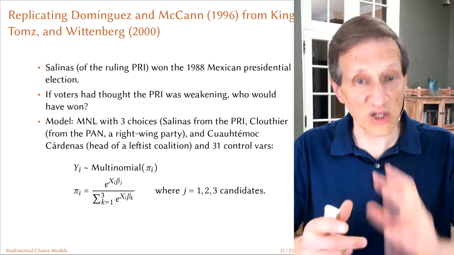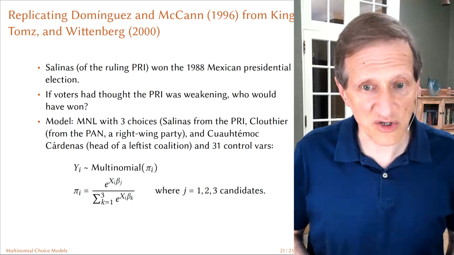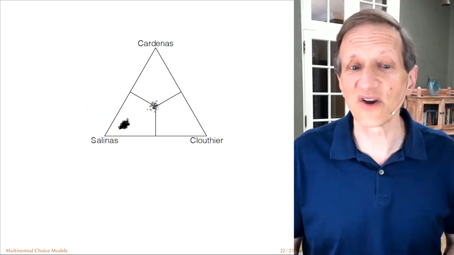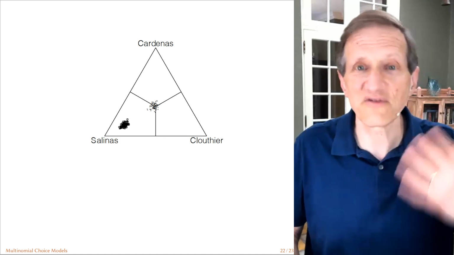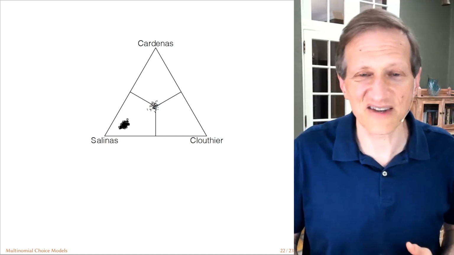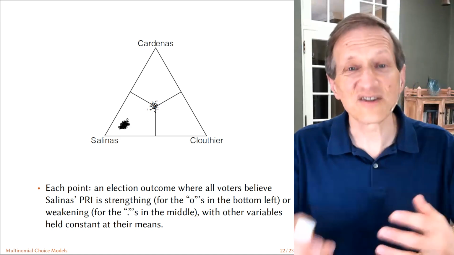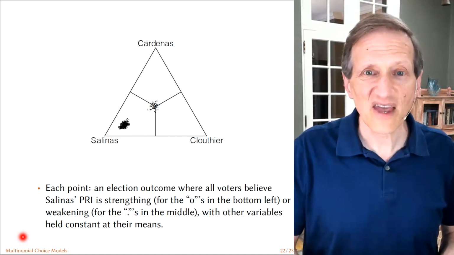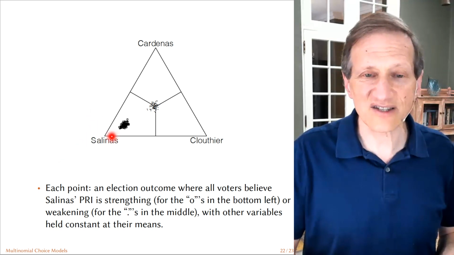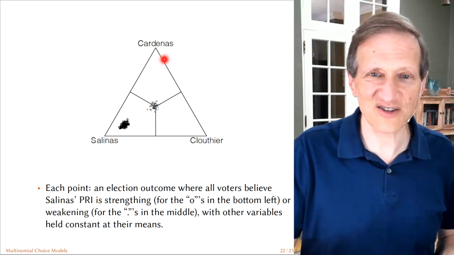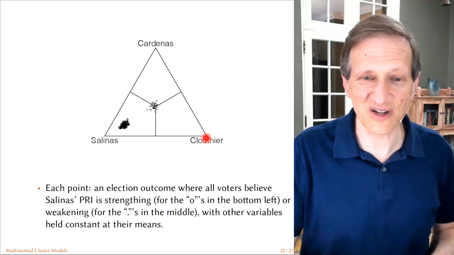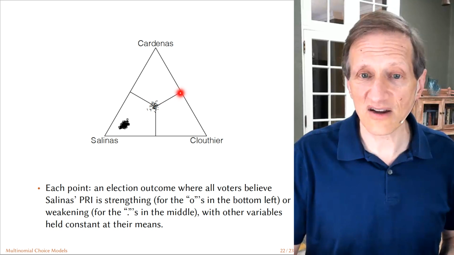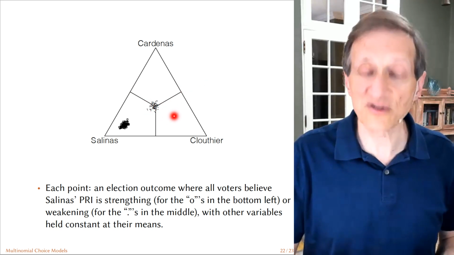There's a multinomial logistic functional form. There are three candidates. And then this is what the results look like, when we reran the model and found an alternative way of looking at things. So this is, again, a ternary diagram, which I've shown you before. This is where Salinas gets 100% of the vote, Cardenas gets 100% of the vote, Clothier gets 100% of the vote. And these are win regions that we drew on here.